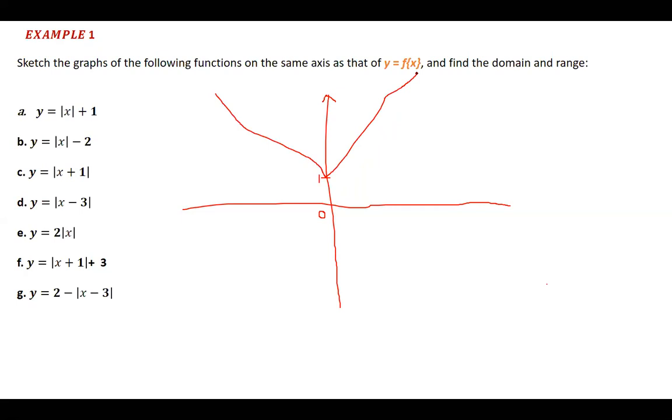Okay? It's just as simple as this. Then the domain will always be the same, as I said, the set of all real numbers. For the range, you just take the lowest number you can see, then going up. We are starting from 1 going up, so starting from 1 going to infinity. So this is the domain and that is the range.